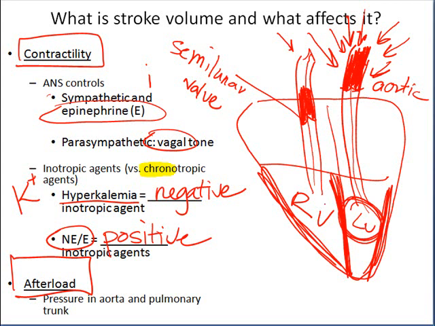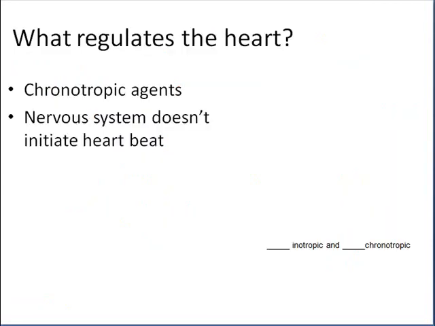So let's talk briefly about regulation. There are a number of different agents which can regulate the behavior of the heart, principally regulating heartbeat, but also, as we saw in the previous slide, you can also regulate contractility. We're going to talk about chronotropic agents on this slide. These are ones that regulate the timing of the heart, the number of heartbeats per minute. I'll give you a couple of examples.